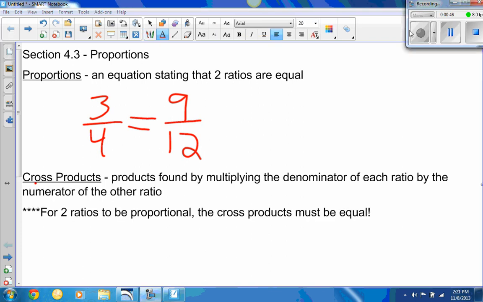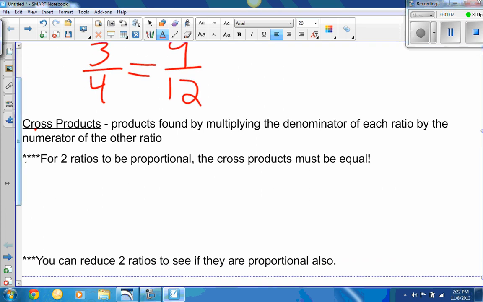It's the same thing. It's equal, proportional. In order to figure out if two numbers are proportional, or two fractions are proportional, or two ratios, since fractions and ratios are really the same thing, you could also use cross products. That's just the products found when you multiply the denominator of each ratio by the numerator of the other ratio. You crisscross. And I'll show you an example here.